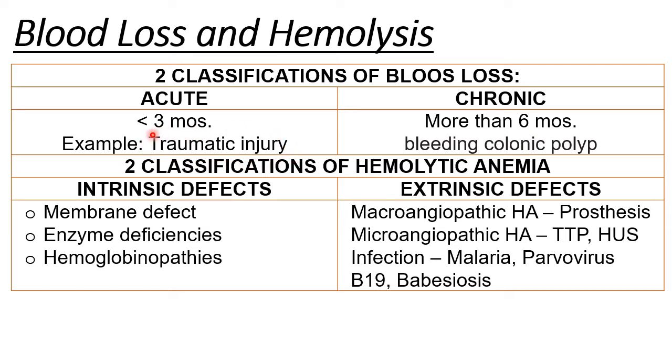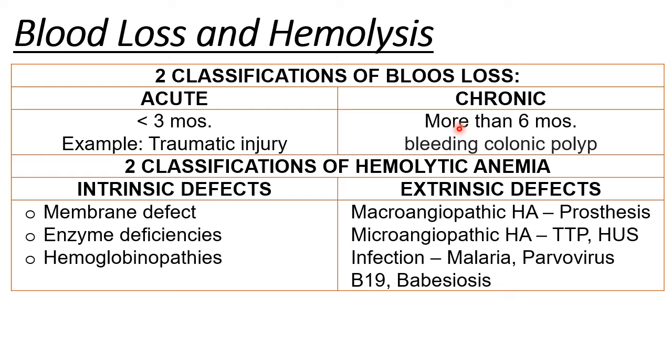Ano ibig sabihin ng traumatic injuries? Yan yung mga physical injury. Okay? Example dyan, yung mga nasaksak, yung mga victims of motor vehicular crashes. Okay? Physical injury ang pinag-uusapan natin dito. Okay? Chronic blood loss naman takes for more than 6 months. No? Imagine niyo for more than 6 months naglalabas kayo ng blood or nag-lose kayo ng blood. Okay? So talagang magpo-form kayo ng anemia out of these conditions.